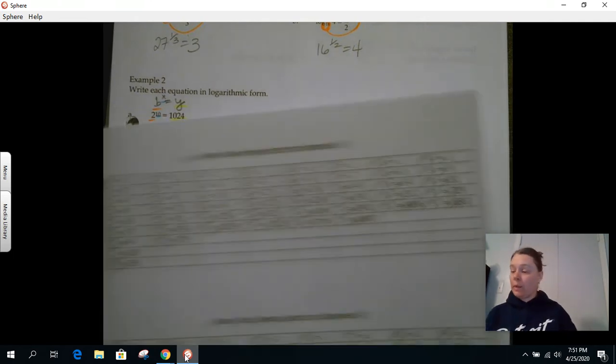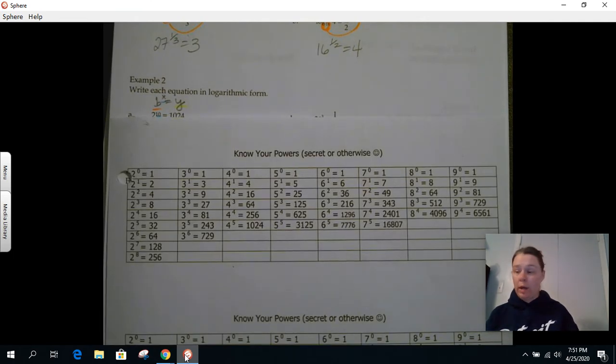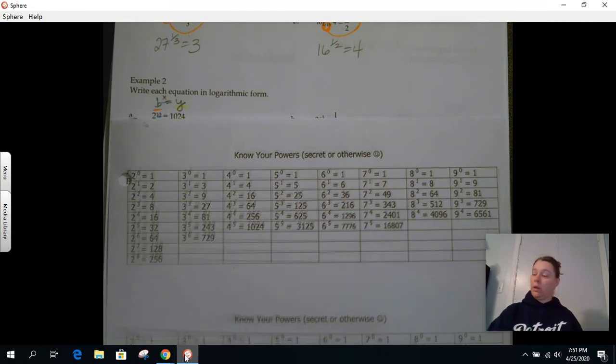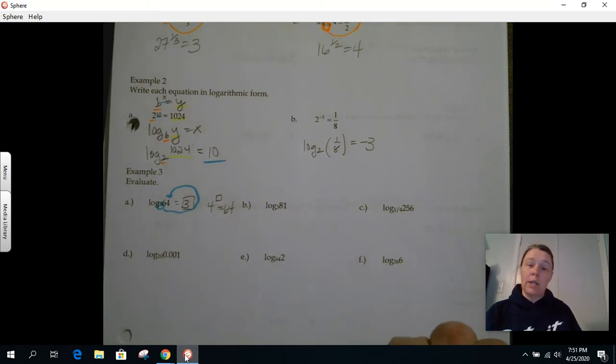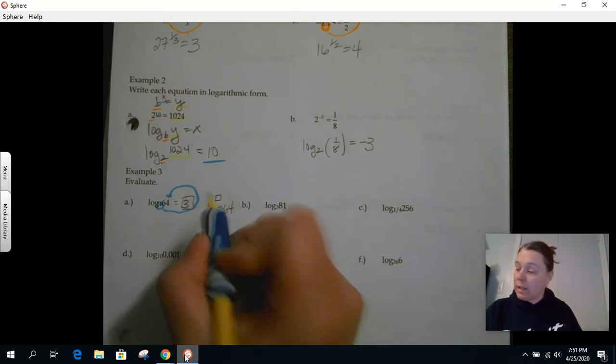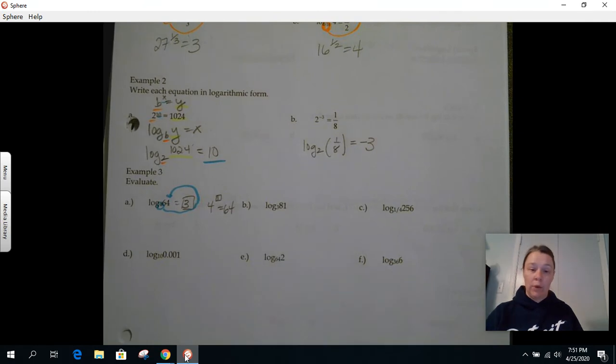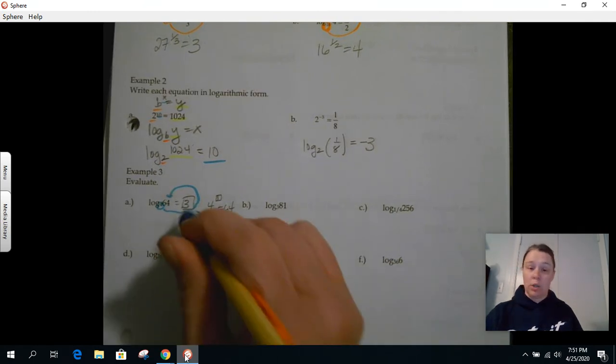This is where it might help to have your power sheet so you can look and say, okay, 4 to what power is 64? Okay, 4 to the third power. So then the answer is 3. When you write your answer, you would just say your answer is 3. Your answer is not just to write this and then write 4 to the third is 64. The answer to this is just 3.